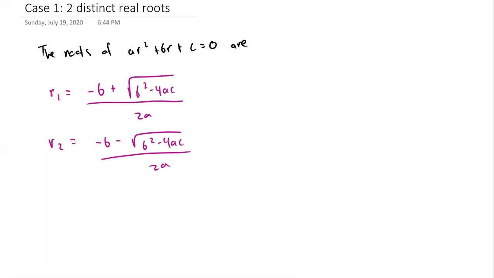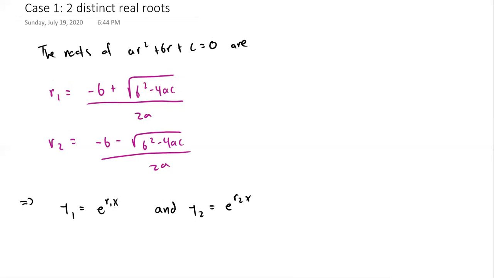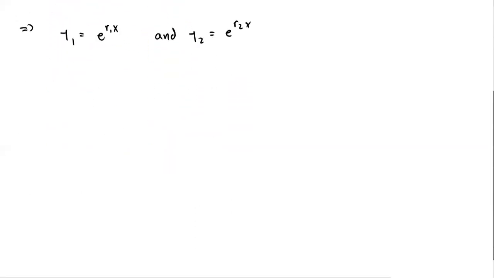So what happens? Well, we get two solutions. y1 equals e to the r1x, where r1 is as given, and y2 equals e to the r2x. Now, these are two solutions. We don't necessarily know that they're linearly independent, right? So we don't know that they actually form a fundamental set of solutions, but we have a tool to check that. We can use the Wronskian. So let's use the Wronskian and see if these functions are linearly independent, and if they are, on what intervals are they linearly independent. So let's do it.